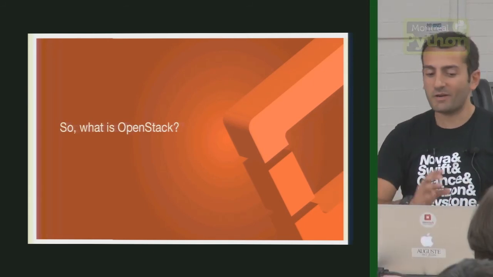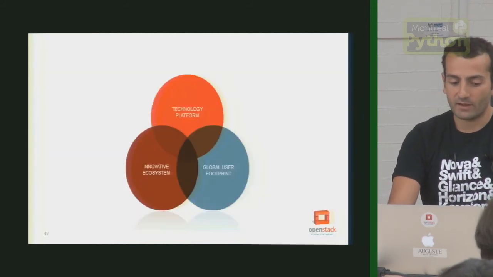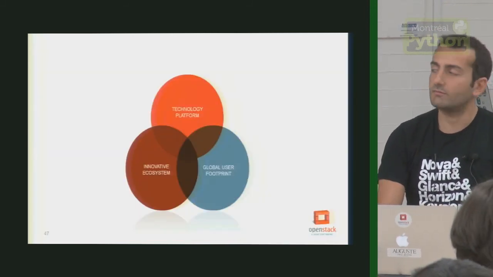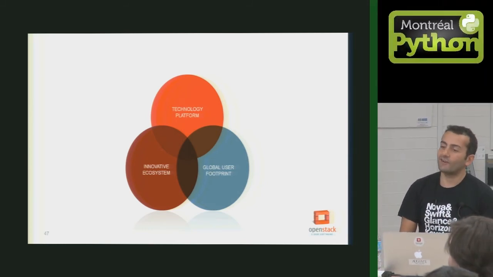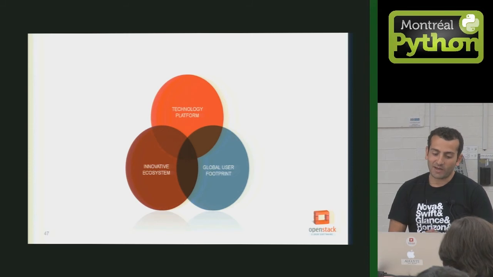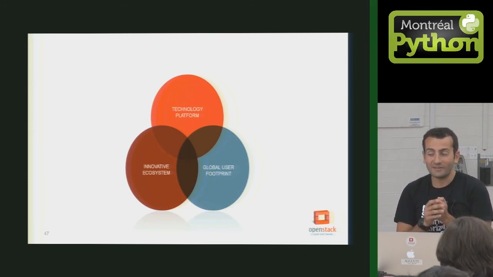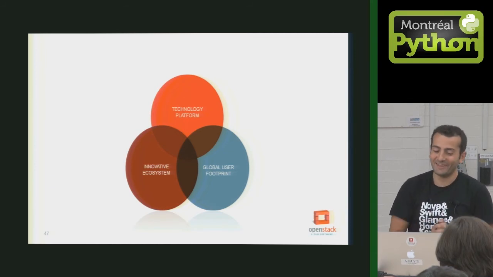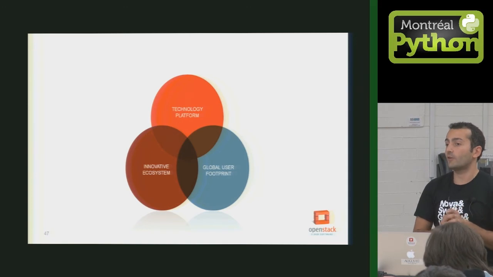So I'm going to go back to what OpenStack is, just to take a step back. Marketing-wise, that's a marketing slide: it's an awesome technology platform that's very scalable, pluggable and flexible. So that's my note here. But it's fully open. The good thing with OpenStack is that it's completely an open source thing.